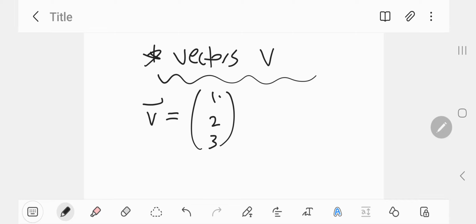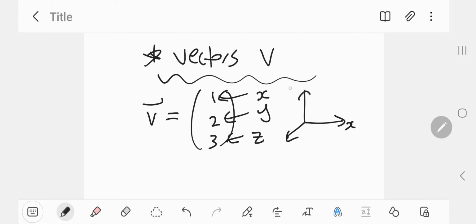Generally speaking, the top number here, the 1, is the x coordinate. The middle number, the 2, is the y coordinate. And the last number in this case is the z coordinate. So x running across the page, y going up and down, z coming out of the page. As such, this vector is three-dimensional. It's living in three-dimensional space because there are 3 components. These 3 numbers are called components.